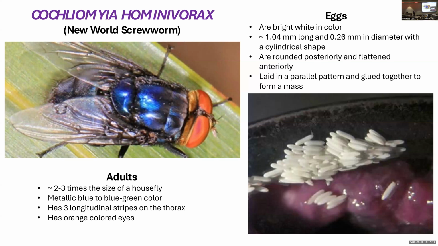Then the eggs. The eggs are bright white in color, and they are laid in masses. So when the flies lay them, they clump up in masses. Now, each one of these is usually rounded posteriorly and tapers anteriorly. And as I said, they lay them in patterns. There is a description which I didn't get when I was preparing this, but they lay them in patterns. But everything comes out as a mass, glued together.